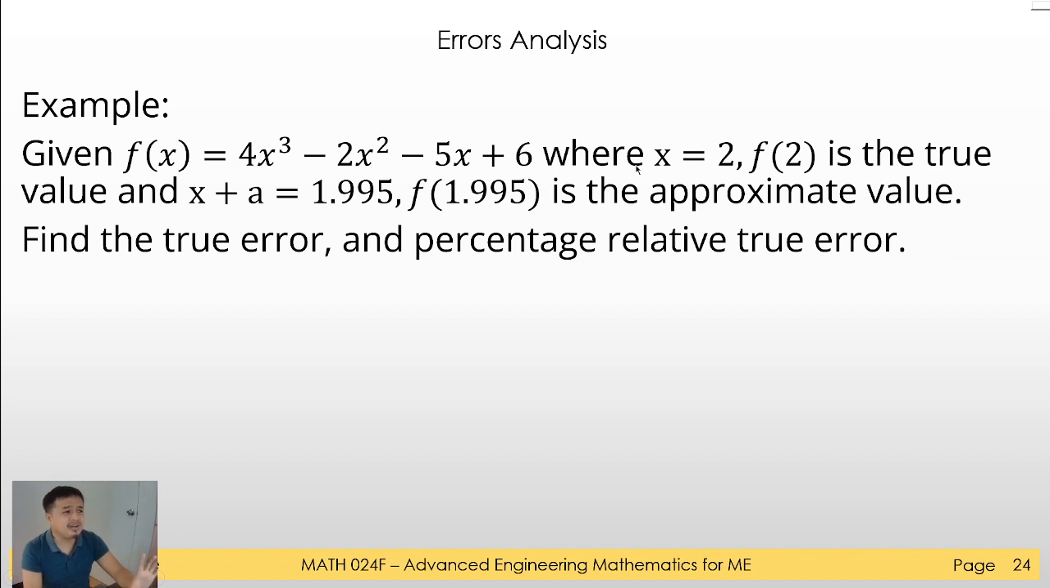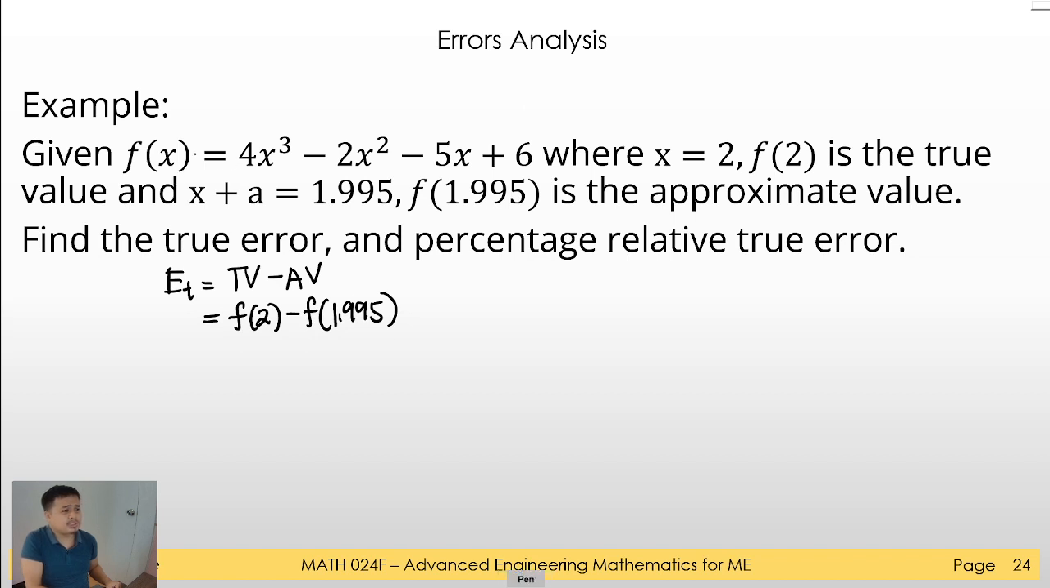Okay, so here we have a given function, and we are tasked to find the true error and the percentage relative error, based on the assumption that the true value will be the function f of 2 and the approximate value will be the function f of 1.995. So to find this error, we have E sub t equal to the true value minus the approximate value. The true value is f of 2 and the approximate value is f of 1.995. Okay. So to find f of 2, we just substitute the number 2 into our function here.